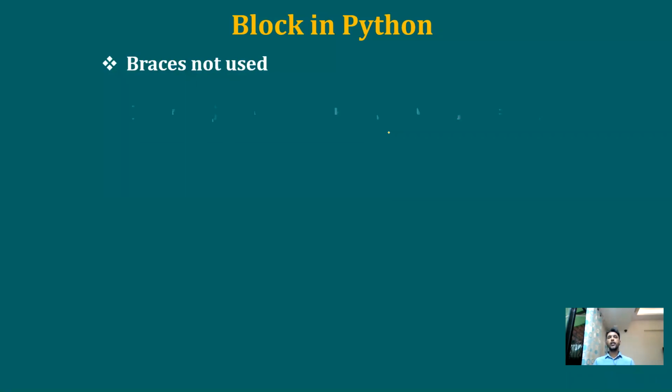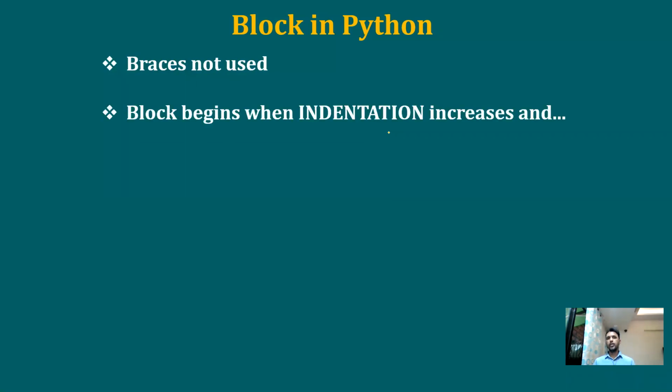The answer lies in this statement. It tells you that in Python, a block begins when indentation increases and a block ends when indentation decreases. I have not displayed the remaining half, but basically it is this way. In Python, a block begins when indentation increases and a block ends when indentation decreases.